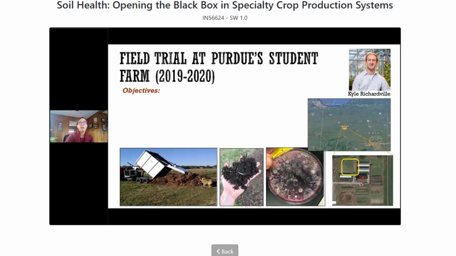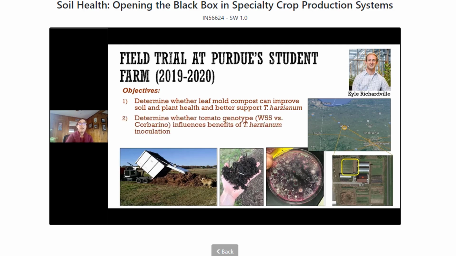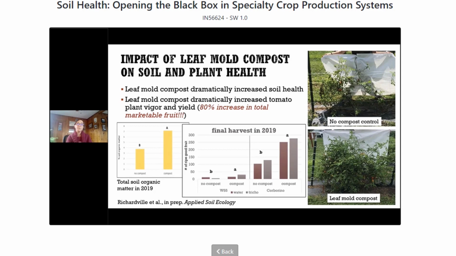So we did a field trial. This is my student Kyle Richardville at the student farm just in West Lafayette, where we wanted to know, does this leaf mold compost improve soil and plant health, but also potentially better support this fungal inoculum, Trichoderma harzianum? And then what about genotypes? We know genotypes differ in their responsiveness, so how does that play out in the field? We did this over 2 years, and this is some of his results.